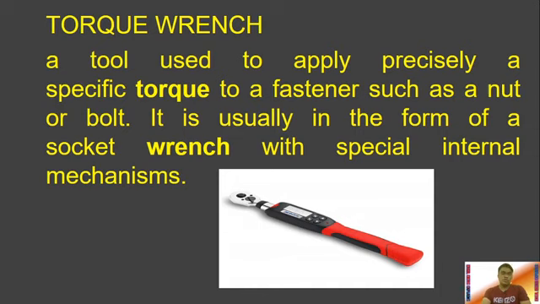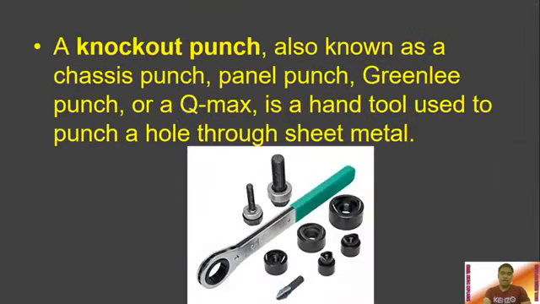Because if the bolt is loosely torqued or not well tightened, it will also cause lost contact, especially on electrical terminals. So if you have a torque wrench, then we can have a precise torque, so that our bolts and nuts are well tightened. Okay. Next, we have a knockout punch, also known as a chassis punch or panel punch, Greenlee punch, or a Q-max.